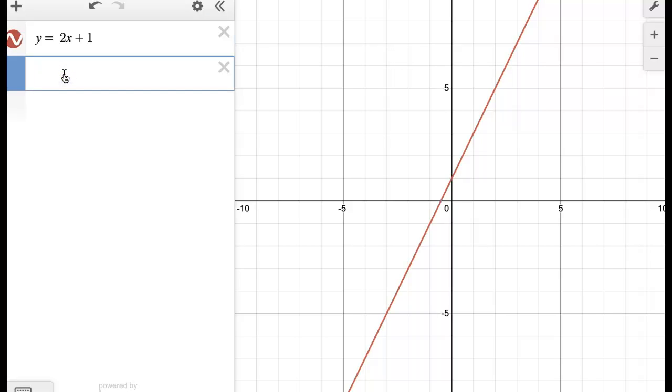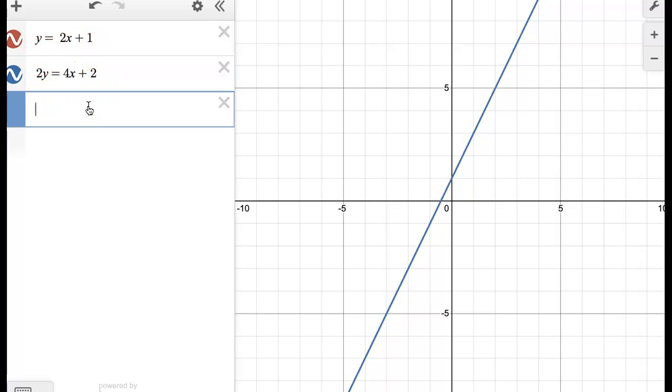Here I'm going to multiply by 2. If you multiply by 2, you get 2y equals 2 times x is 4x, plus 2 times 1 is 2. Here we go. Look at this. If I multiply by 2 everywhere, you end up with an equivalent equation for the same line, because you multiplied both sides by 2.